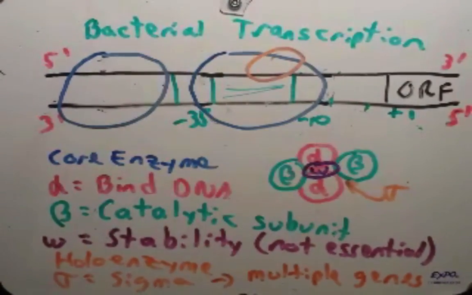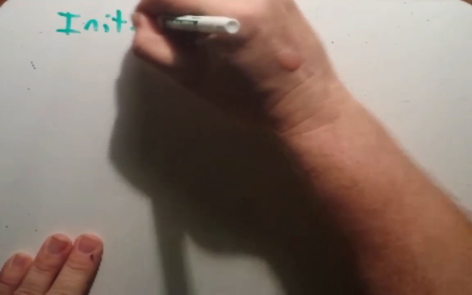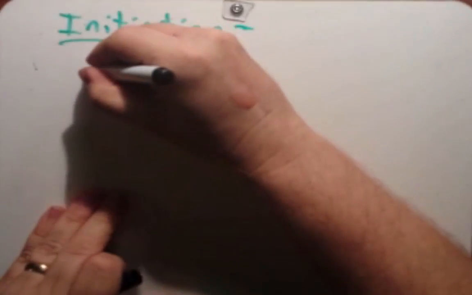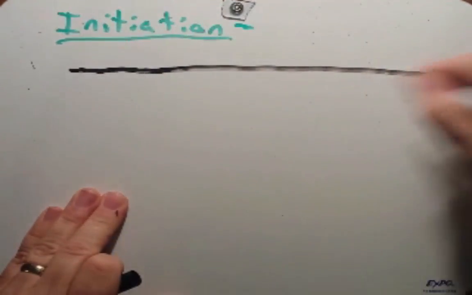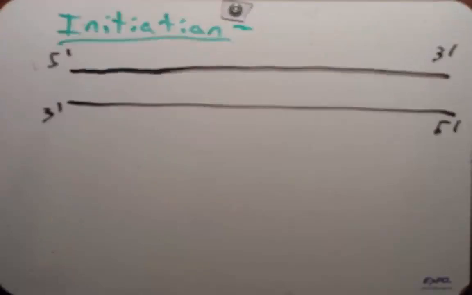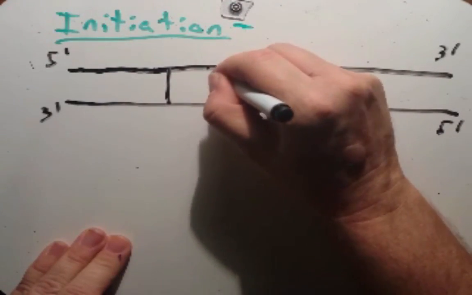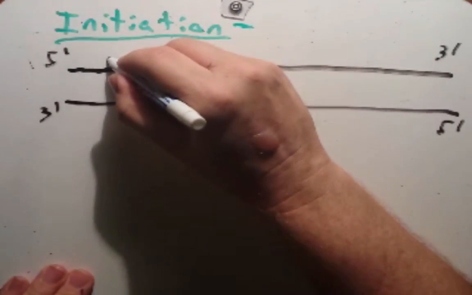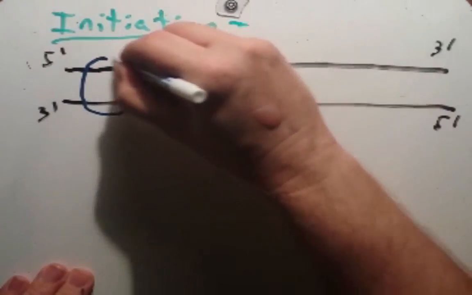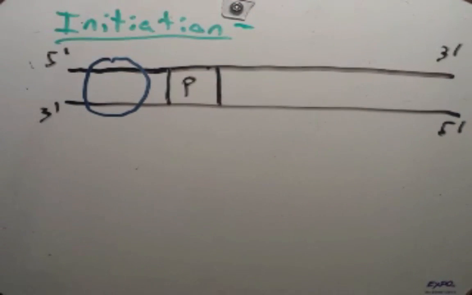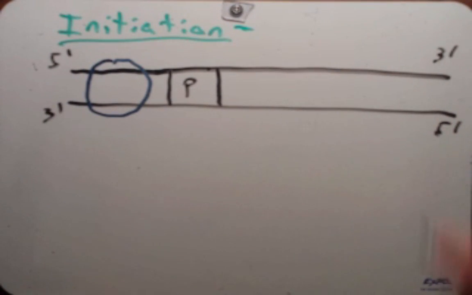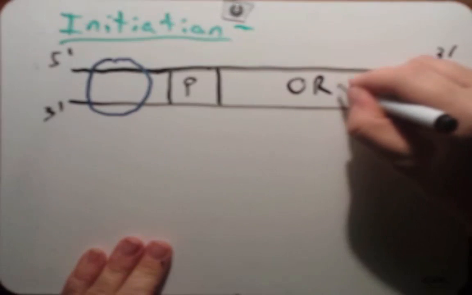So now I want to talk about initiation, elongation, and then termination in bacteria. So we're going to start with initiation. Let's draw our gene here, and we'll draw our promoter here. And we'll draw the core enzyme as it binds just upstream of the promoter. And remember, down here we have our ORF, our open reading frame.